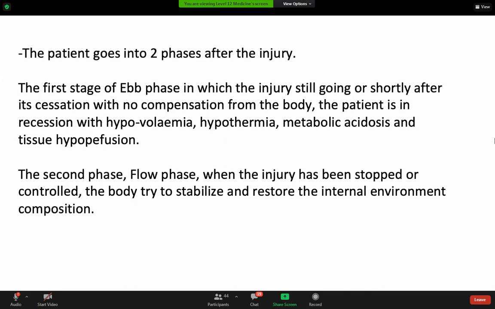The patient after injury or trauma or surgery goes into two phases. The first stage is the ebb phase and the second is the flow phase. The ebb phase is when the injury is still going or has just finished, with no compensation from the body. The second phase, the flow phase, is when the injury has been stopped or controlled, and the body tries to stabilize and restore the internal environment composition.